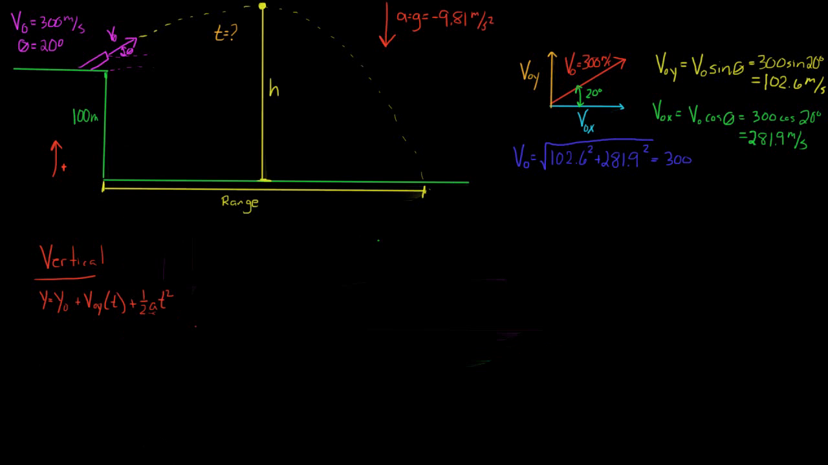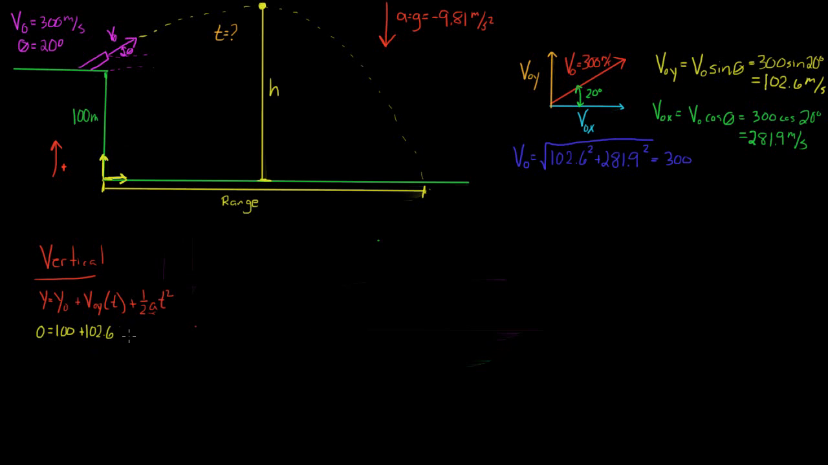So if we plug in everything we know into this equation right here, we have a final position which is 0. And we're calling this 0 because we're going to say this right here is our origin. So this is 0, and the cliff is 100 meters above 0. So our initial y position is going to be 100. It's 100 meters above our origin, plus our initial velocity in the y direction, which is 102.6.